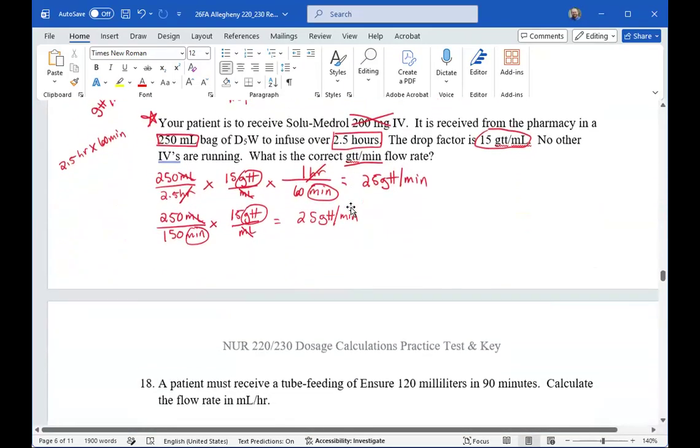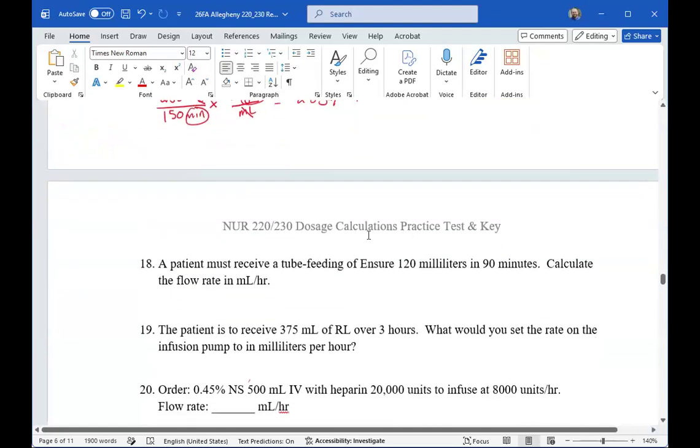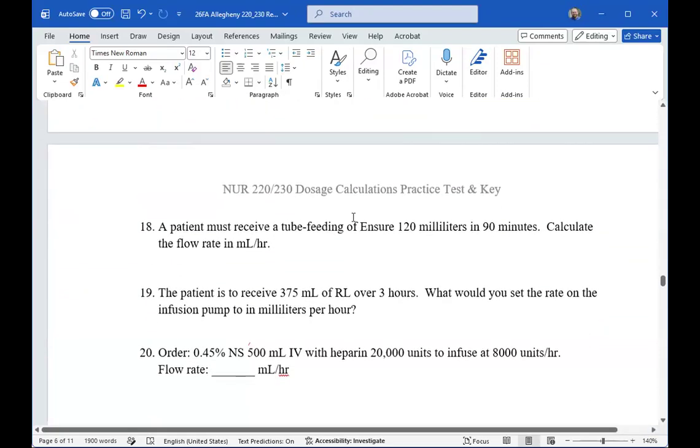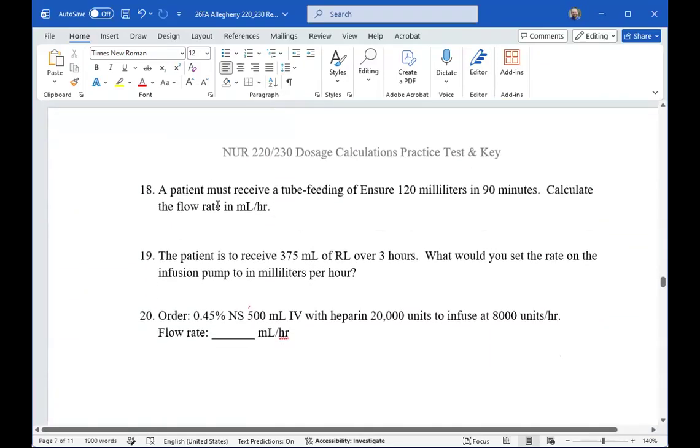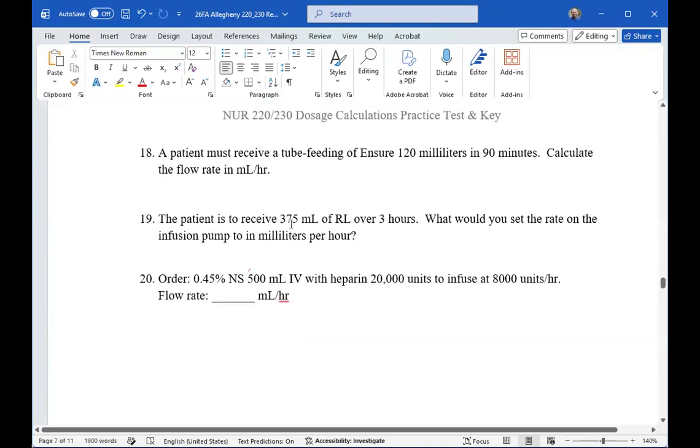All right. Some of these other ones are pretty straightforward. I'll come back to them if we need to, but when you're doing just basic flow rate, it's just volume over time. So 120 over 90, convert the minutes to hours. For this one, 375 ml over 3 hours, just 375 divided by 3. So your answer is 125 mL per hour. Nothing that should be unusual.